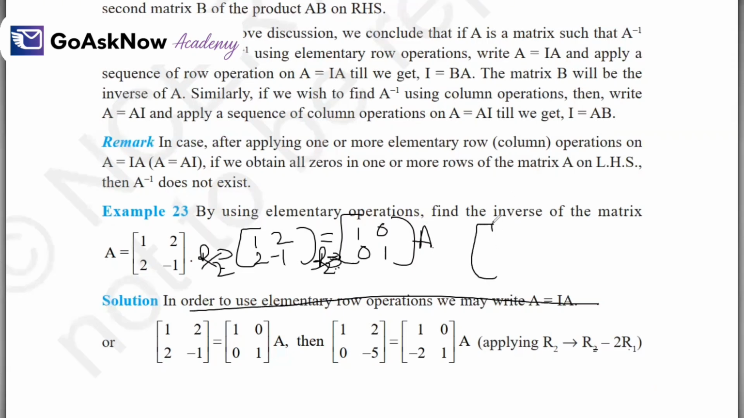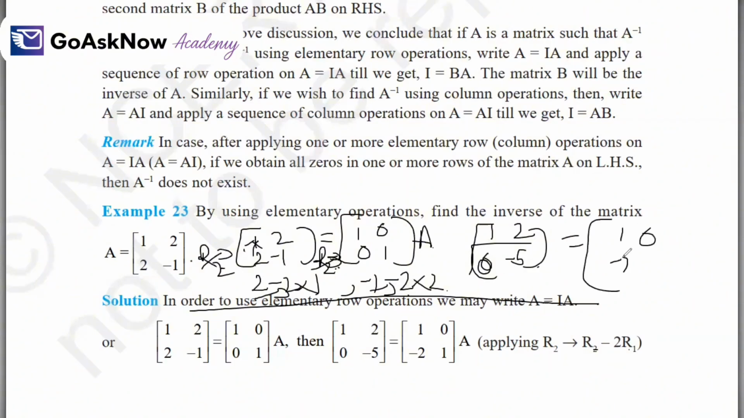So what you will get here: 1, 2, it will become 0 and minus 5, because here your R2 is changing by R2 minus 2R1. So 2 minus 2 into 1, this is the first value, and the second element you will get is minus 1 minus 2 into 2. So you are getting 0 and minus 5. And here on the right hand side, you will get 1, 0, minus 2, 1, the similar operation. So that is the first step.